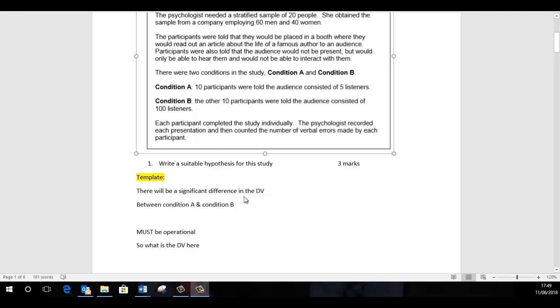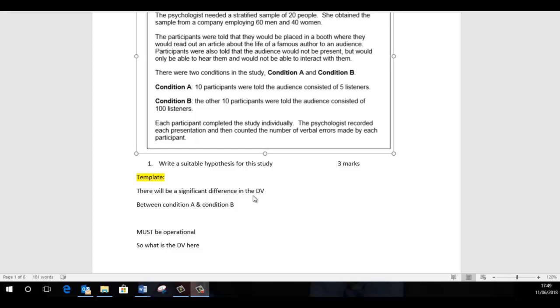There will be a significant difference in whatever the DV is between condition A and condition B, but obviously you're not going to get any marks for just writing DV and condition A and condition B, even though some of you did that. So that's the first thing: we need to use the template. The second thing is it's got to be operational. And you know what that means. It means putting it into measurable terms.